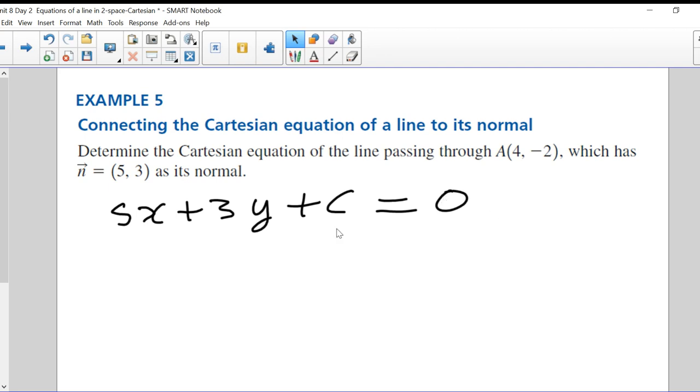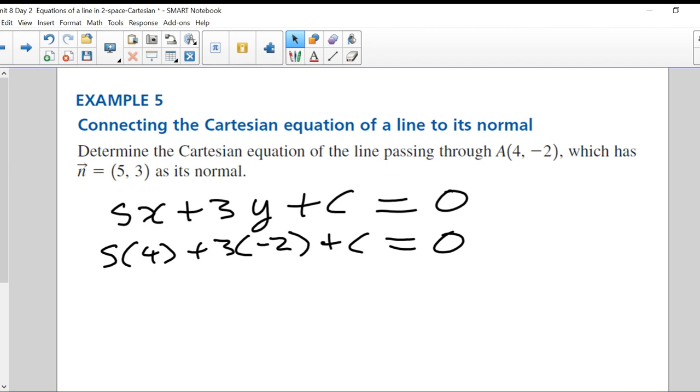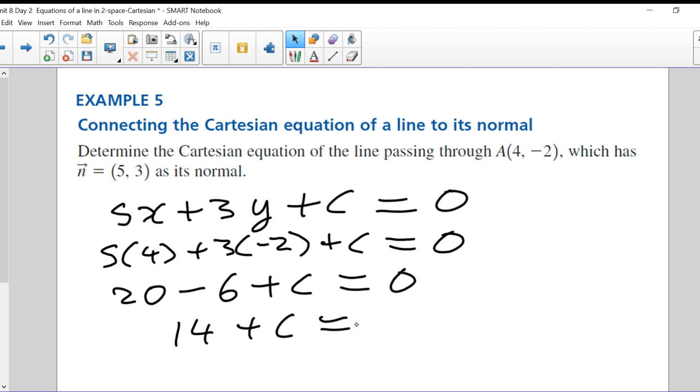Let me continue. So this 5 and this 3 is the normal. So I'm just putting 5x plus 3y plus c equals 0. We have to find what c is. And how are we going to do that? We're going to plug in the 4 and the minus 2. So 5 times 4 plus 3 times the minus 2 plus c equals 0. We'll do it the other way as well, so just hang on with me on that. So that would be 20 minus 6 plus c equals 0. So 14 plus c equals 0. So c is equal to minus 14.